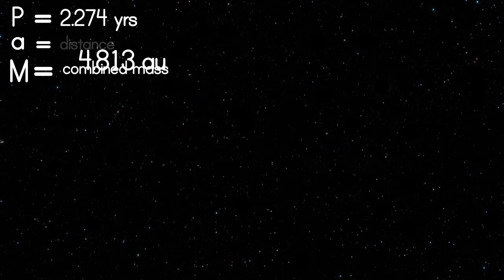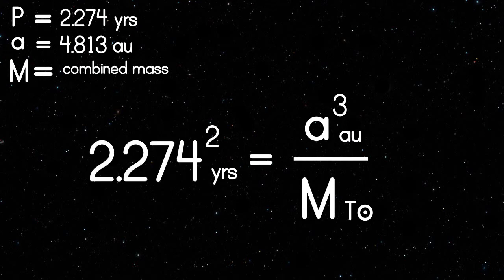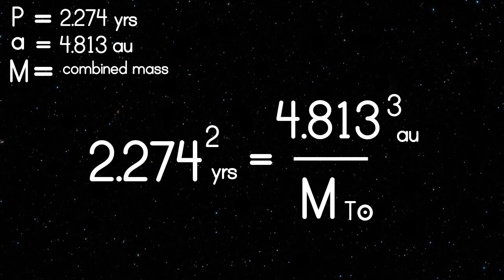Now that the given information has been converted into the proper units, let's place them into the equation and figure out how to work them with each other. Taking P squared years equals A cubed AU over M total solar masses, and incorporating the variables, we get 2.274 squared equals 4.813 cubed over M.